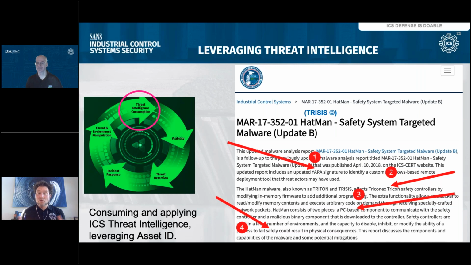Number 3 is the vulnerability, or the attack, which really allows the adversary to execute arbitrary code in the controller. And number 4 is the safety instrumented system, whose purpose in life is to protect the process and protect people in the plant. So from this, how can you determine what to look for to do threat detection? Consuming and applying threat intel will get you so far. Then you really have to have a mapping of your inventory.